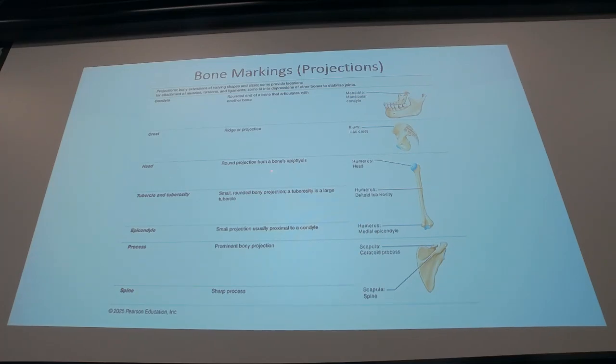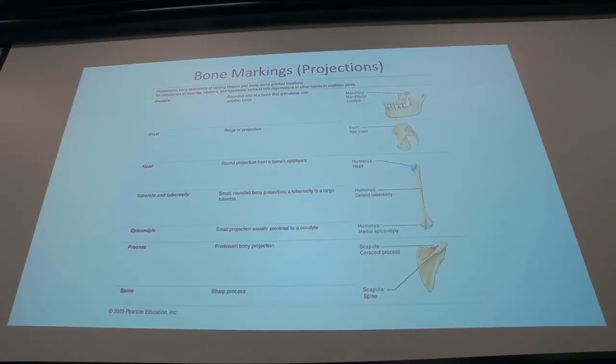Heads. Heads are round projections from a bone epiphysis. So we have a head in the humerus. We have a head in the femur. We have heads in these bones that are called the metacarpals, that form the knuckles. So these are the heads. It's found in epiphysis, rounded projections. Tubercles and tuberosities. They are small, rounded, bony projections. Tuberosity is larger than a tubercle.